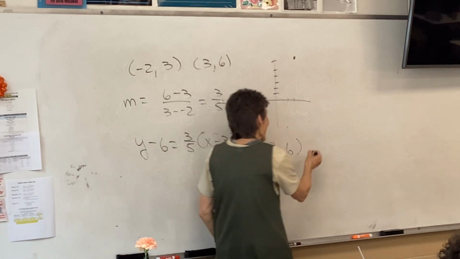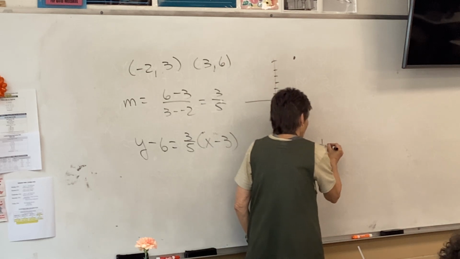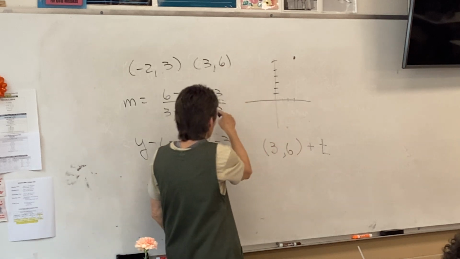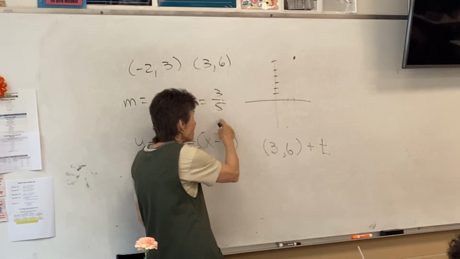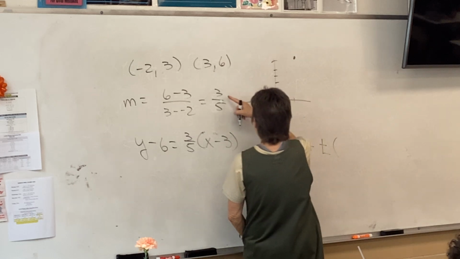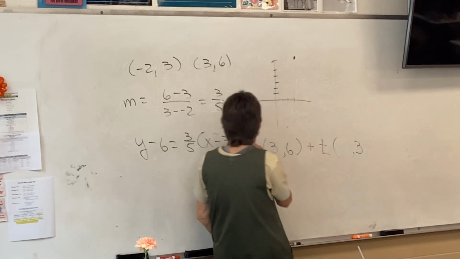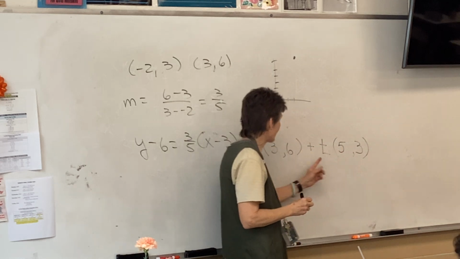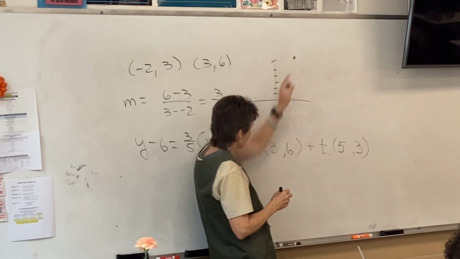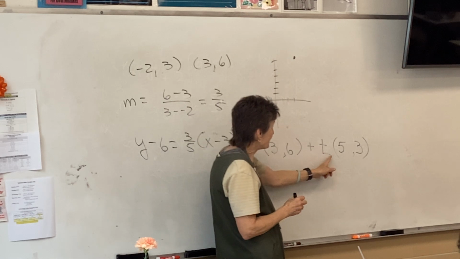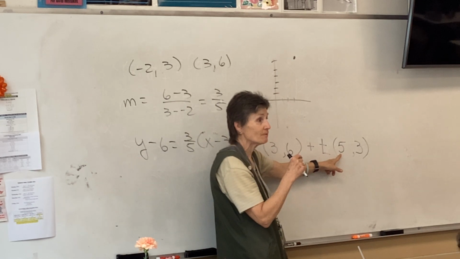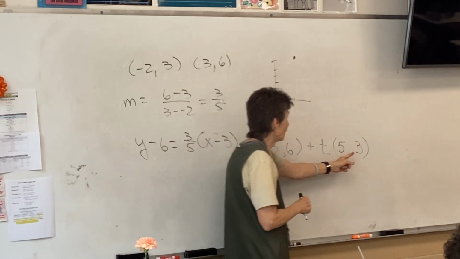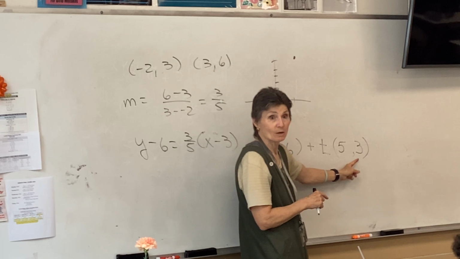And I am going to add multiples, and I'm going to use t as my variable, multiples of that movement. So that movement says your y's have to go up 3 and your x's have to go right 5. So this is start at the point 3, 6, and then add multiples of 5 to the x, and multiples of 3 to the y.